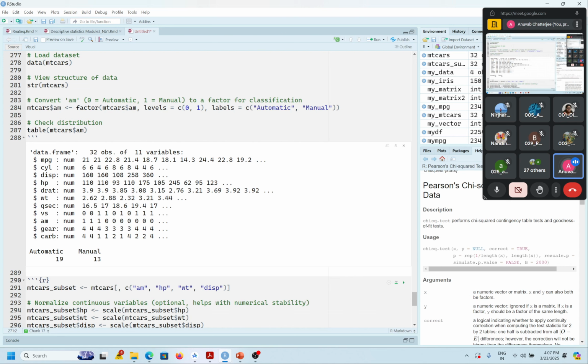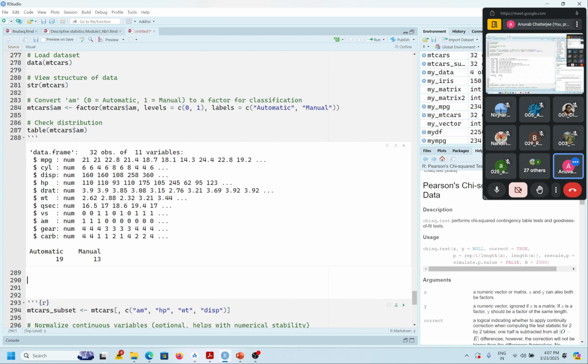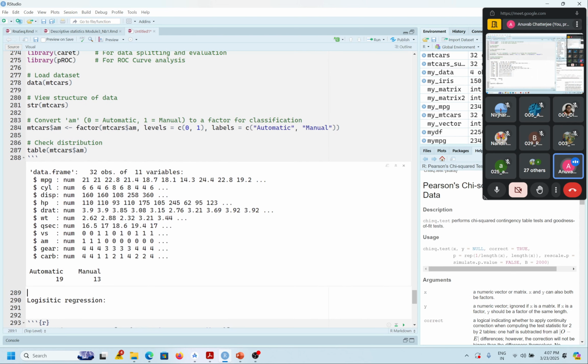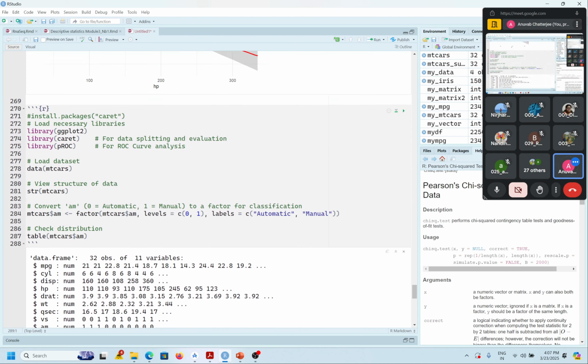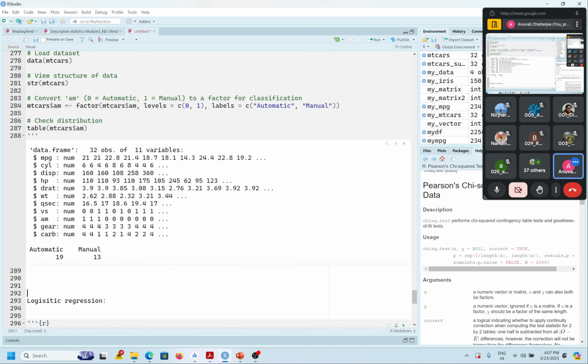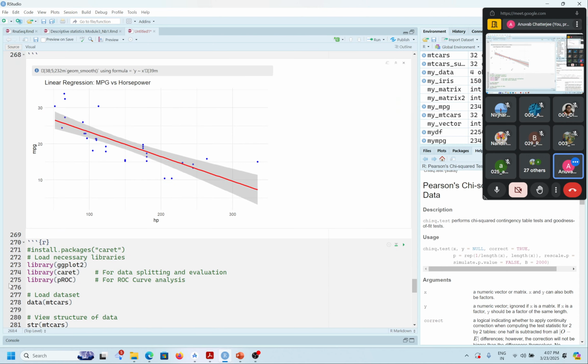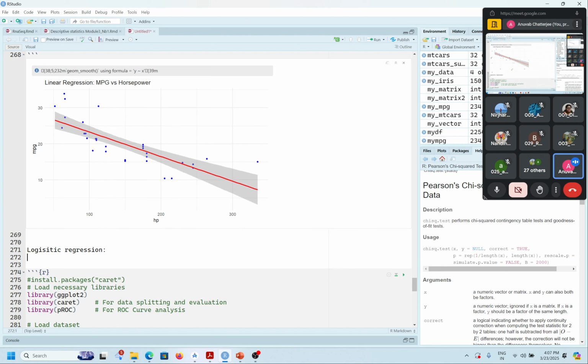No, we have moved into this part, which is logistic regression. Okay, so using this data, this is also logistic regression. Sorry, here is when logistic regression starts.